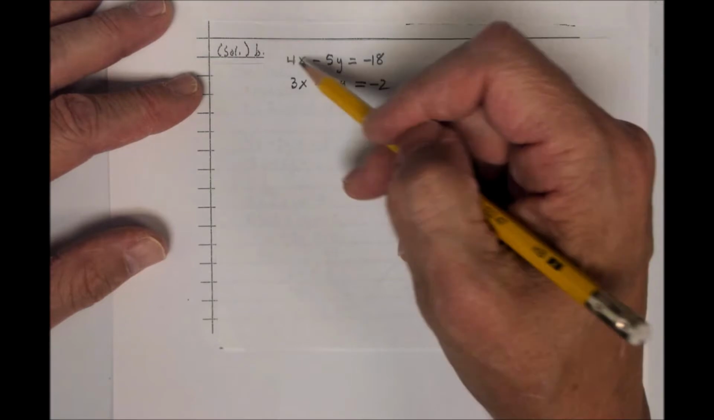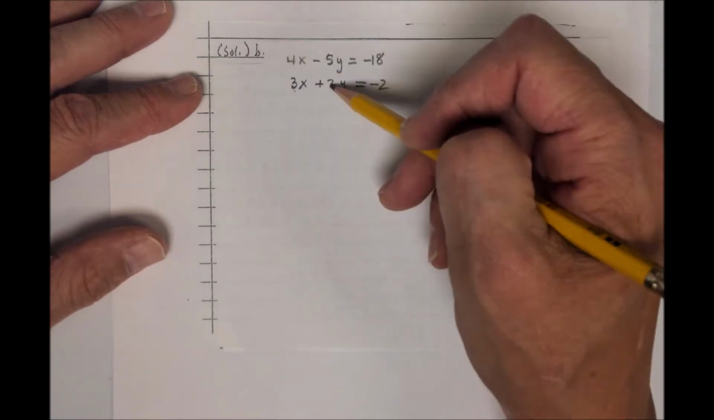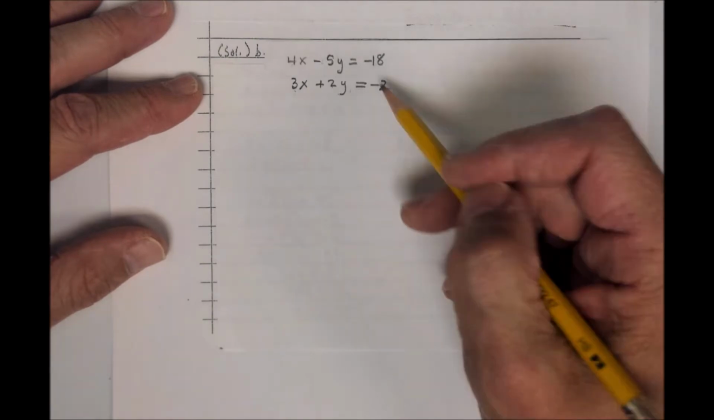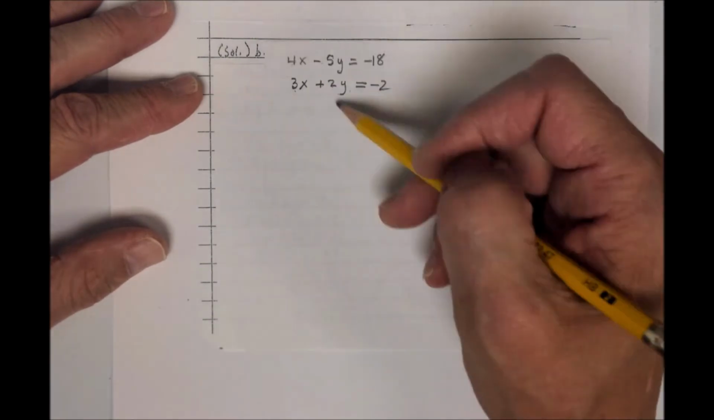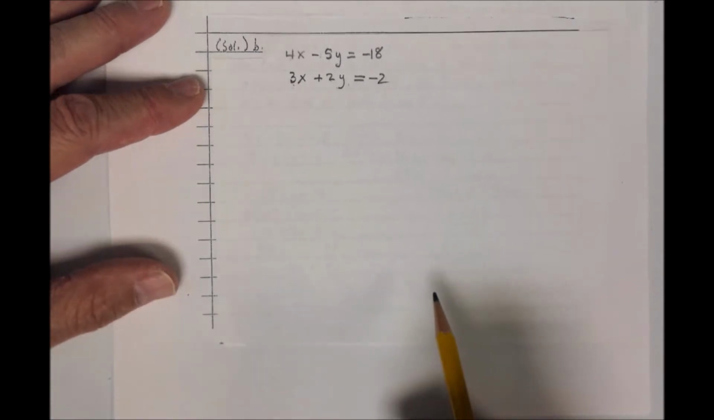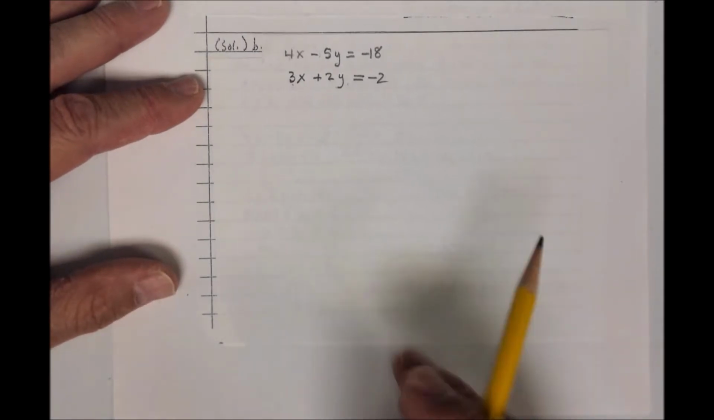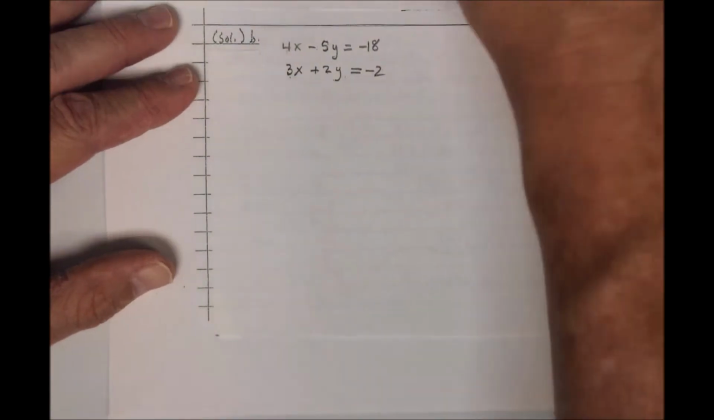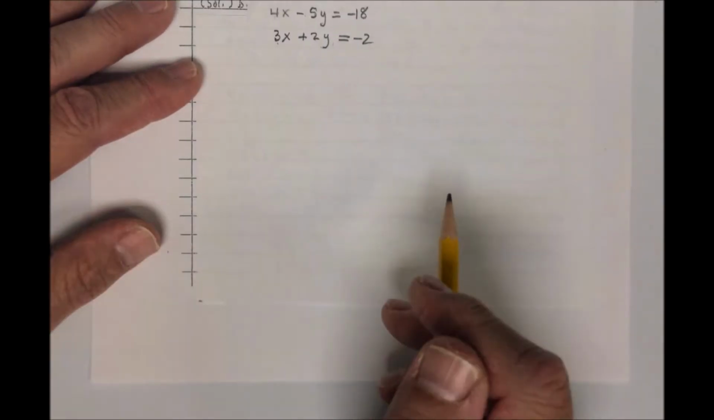Now neither one of these are multiples of each other, but at least the signs are different. And they're in standard form. The x's over the x's, the y's over the y's, equal signs over the equal signs, constants over the constants. But just to show you that it works, and you don't always have to eliminate the y, as I've done in probably the last 4 or 5 examples I worked out, I'm going to eliminate the x.